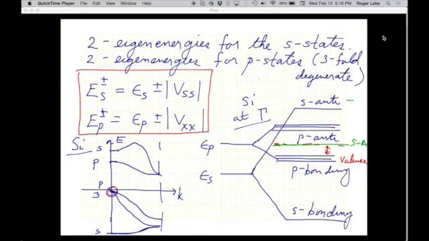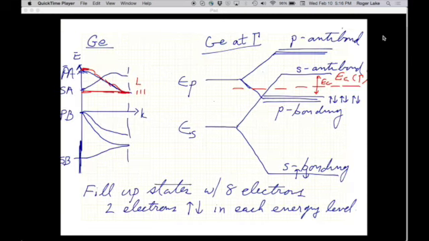For silicon, it's not. The S anti-bonding state ends up way up here, and so the conduction band at gamma is your P antibonding state. For germanium, that's not the case. This is the splitting you see in the 3-5s, the direct gap materials, where your valence band is the P bonding states and your conduction band is your S antibonding state. This is what you see in all the direct gap 3-5s like gallium arsenide.